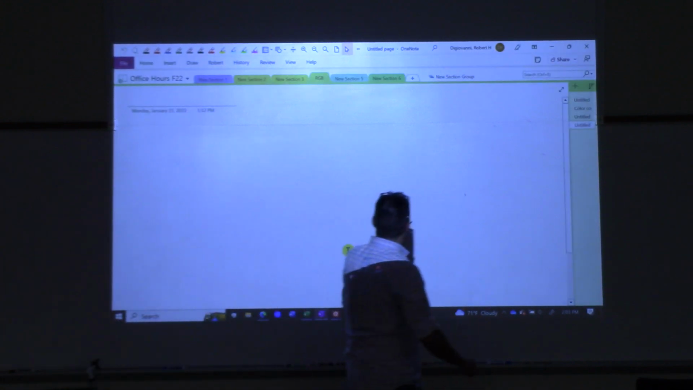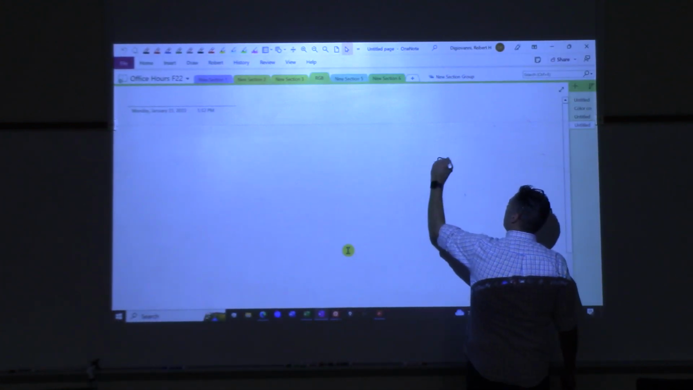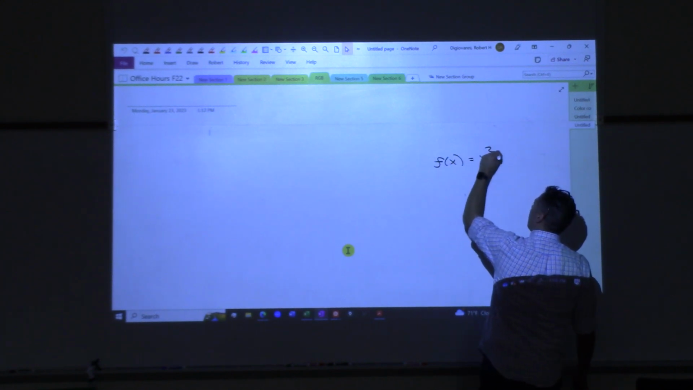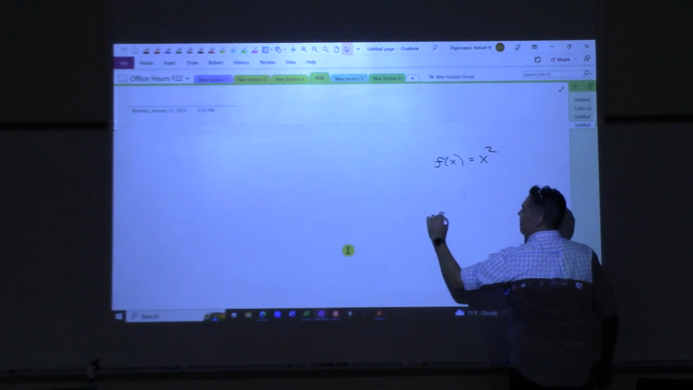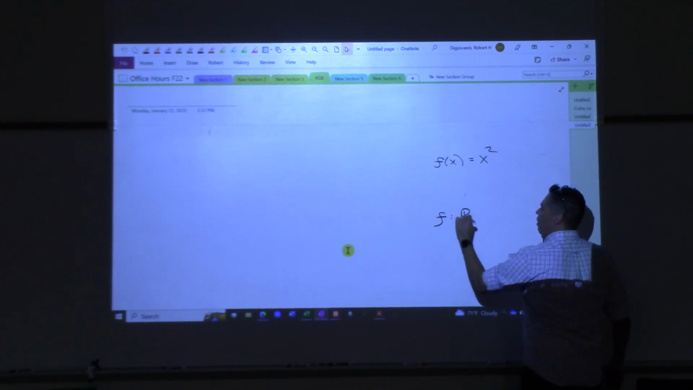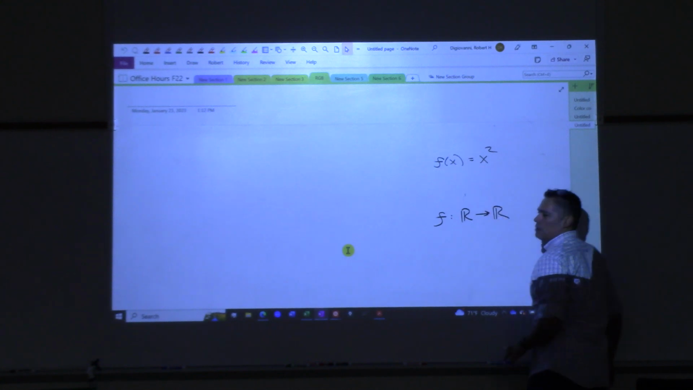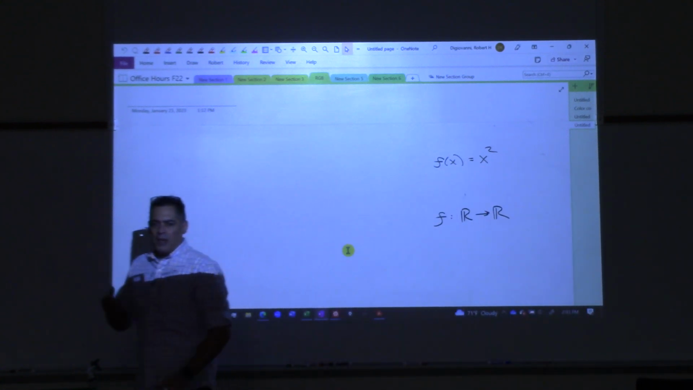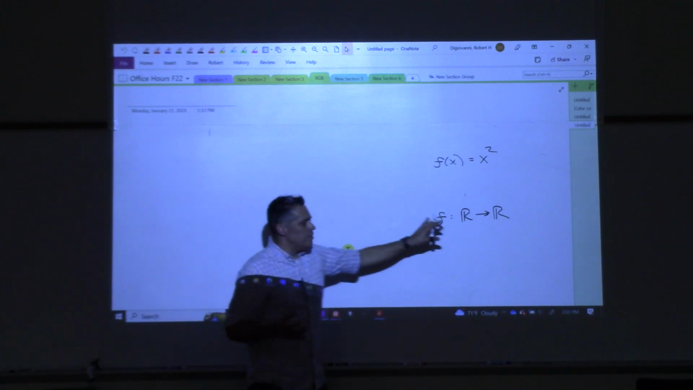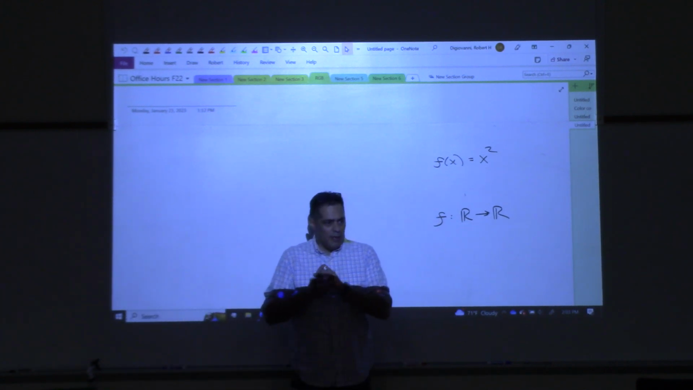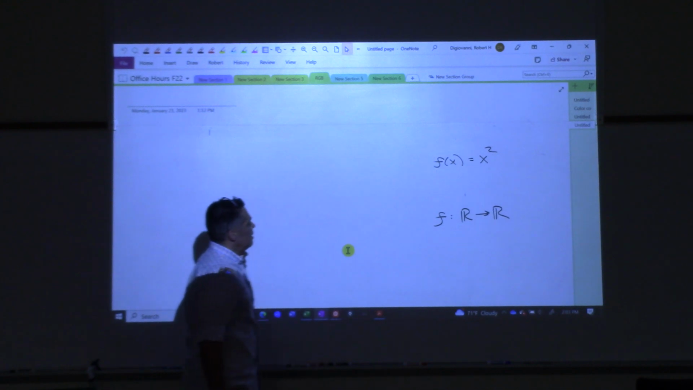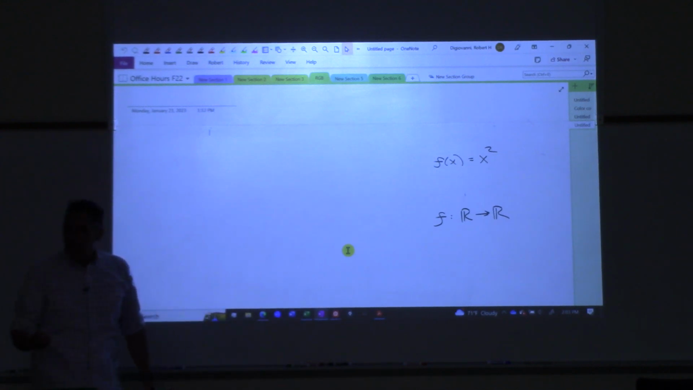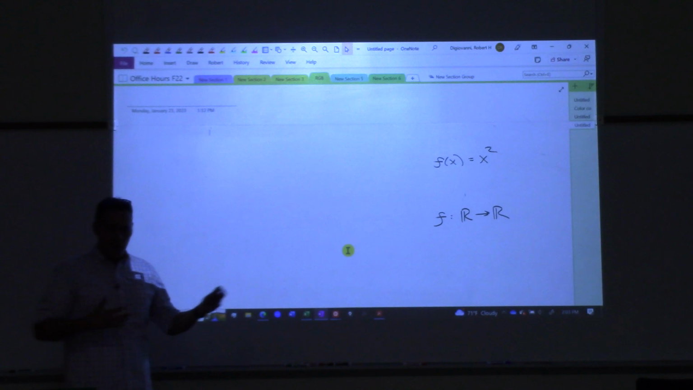So the functions that you've studied so far, for example, f of x equals x squared, we could write this way: f goes from R into R. What this function does is it takes a real number, does something to it, and spits out another real number. Real number in, real number out, right? And that's pretty much what we've studied. All of Cal 1, all of Cal 2, that was what we did.